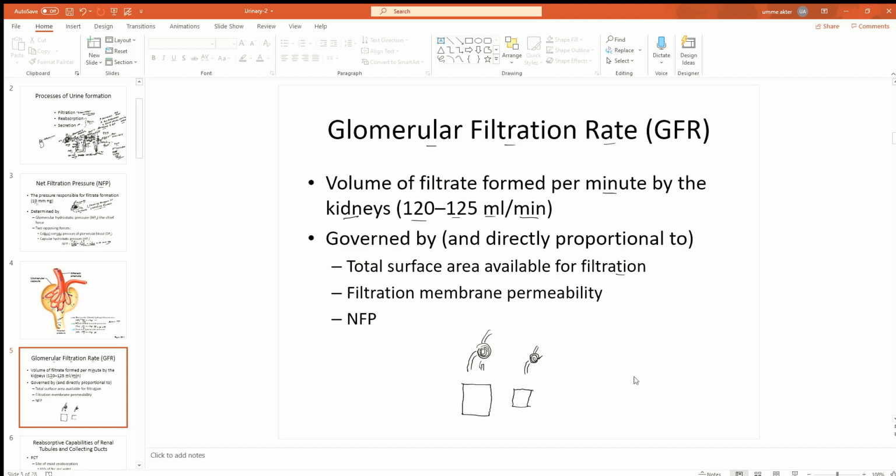Okay, and we know that in the wall of the capillary you have fenestrations or pores, right? So the filtration occurs. Now both capillary walls have pores, but since this one the surface area is bigger, filtration will occur more. And here, since the total surface area is less, filtration will be less. So that is very simple.